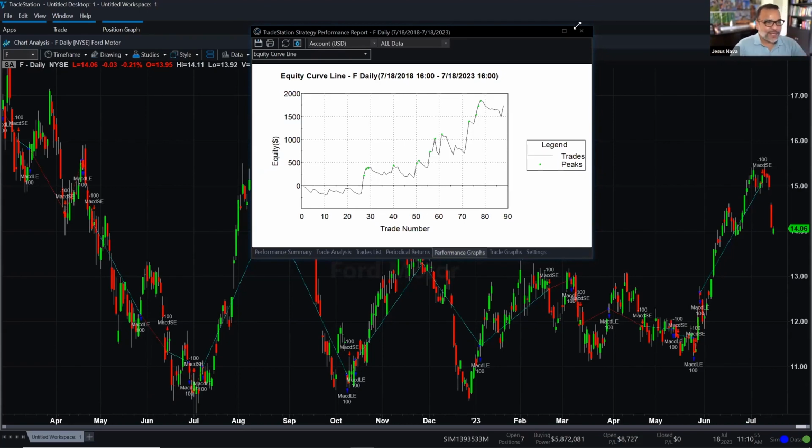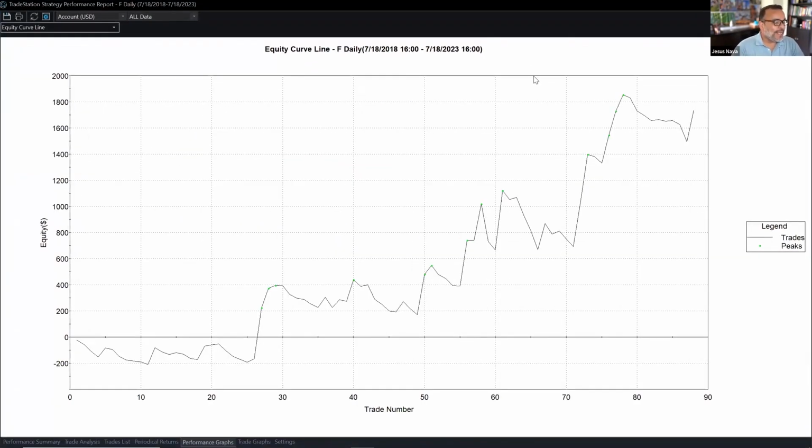Okay, so this is my equity curve line. And as I said earlier, it's going to start at the very beginning here on the left-hand side and monitor my P&L trade by trade. I can click on the background and hover over the line just to get a little bit more detail on the trades that were generated.